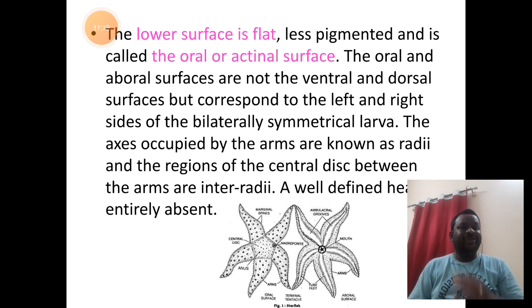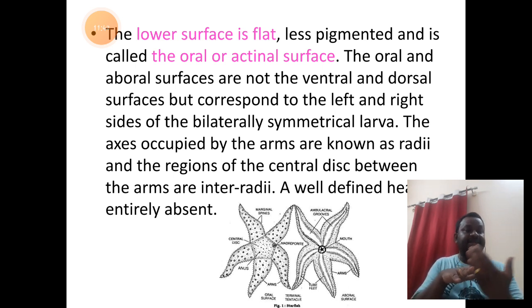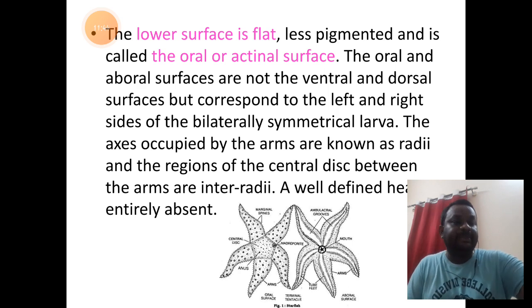Now, between two arms, there is a space which we call the interradii space. So, you find 5 radiating arms. Between each arm, you find interradial spaces.